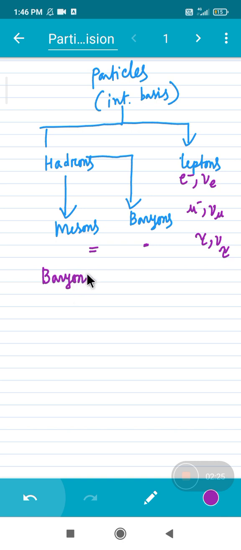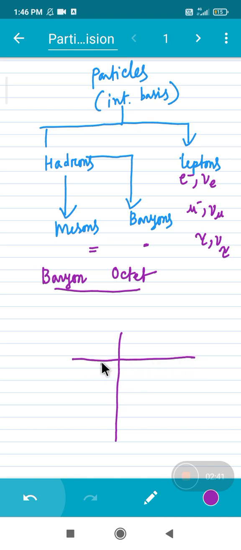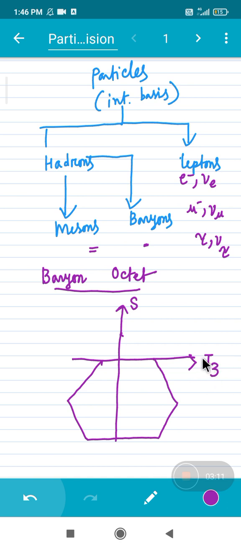First, I want to introduce the baryon octet. In this axis will be strangeness. Strangeness is a special quantum number, and along the x-axis I will take I3, the third component of isospin. These special quantum numbers will get clear after some time.